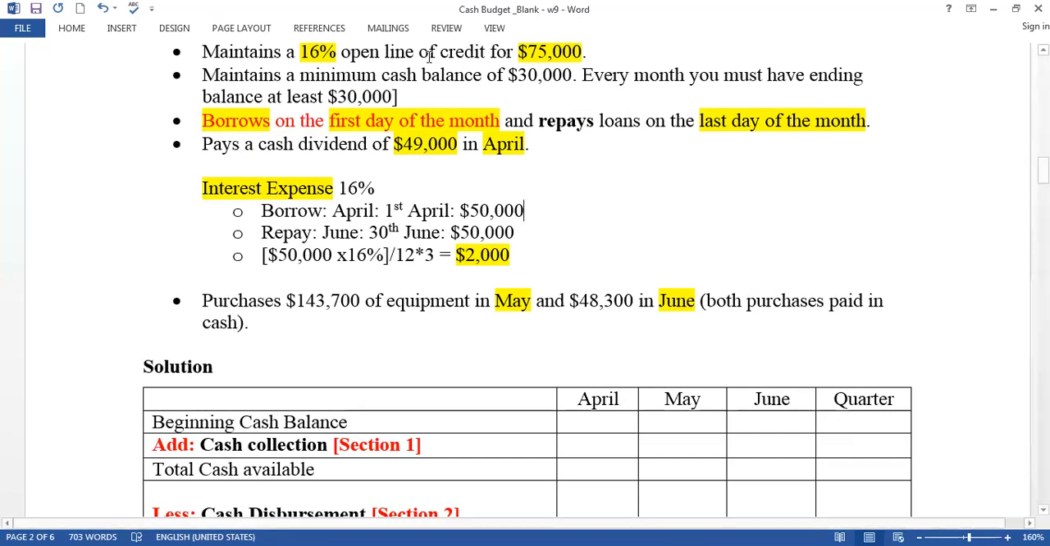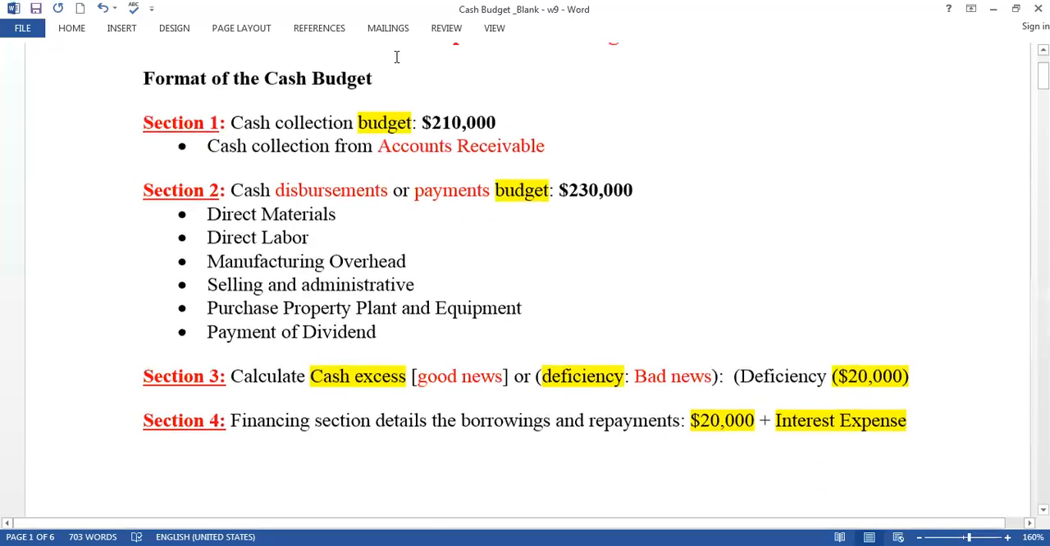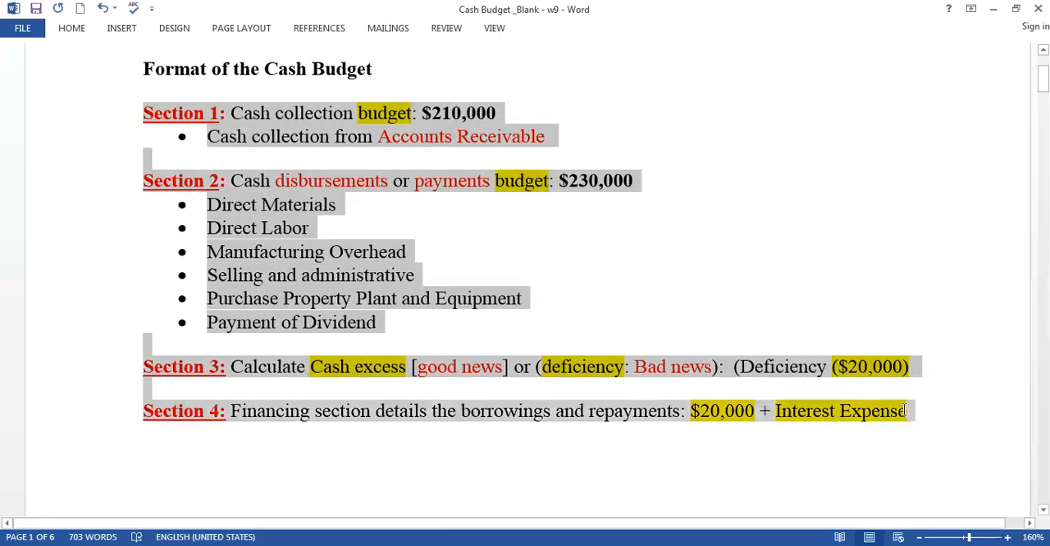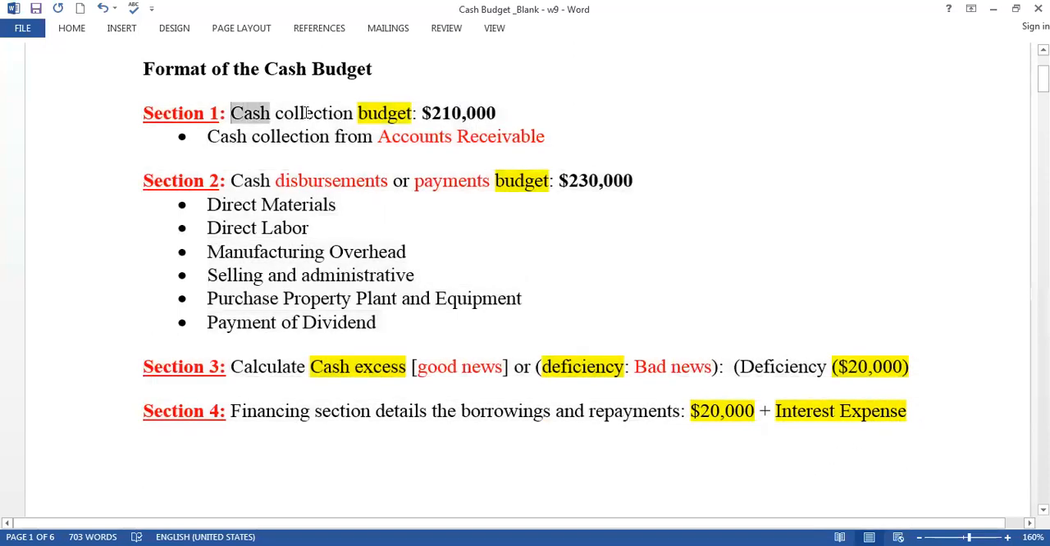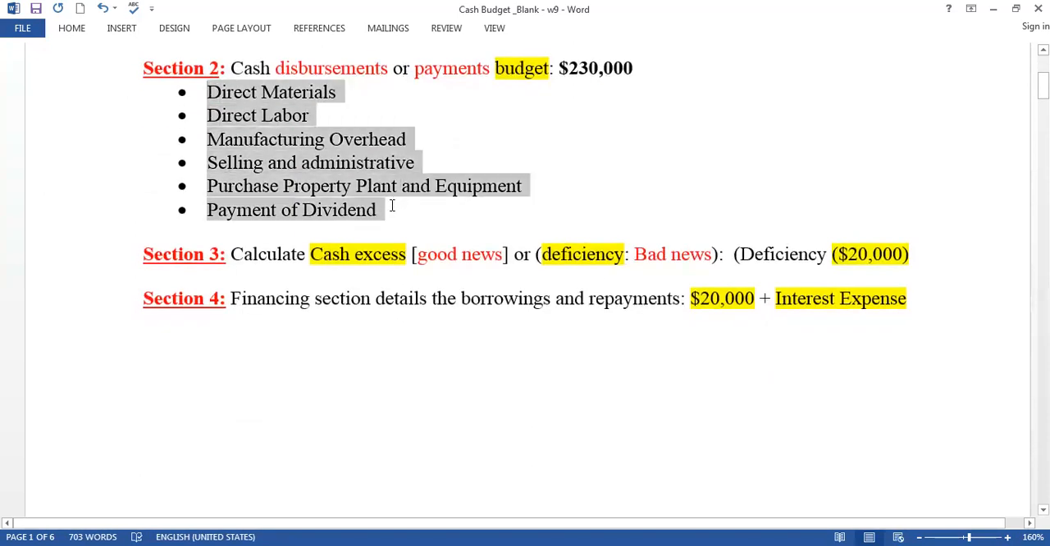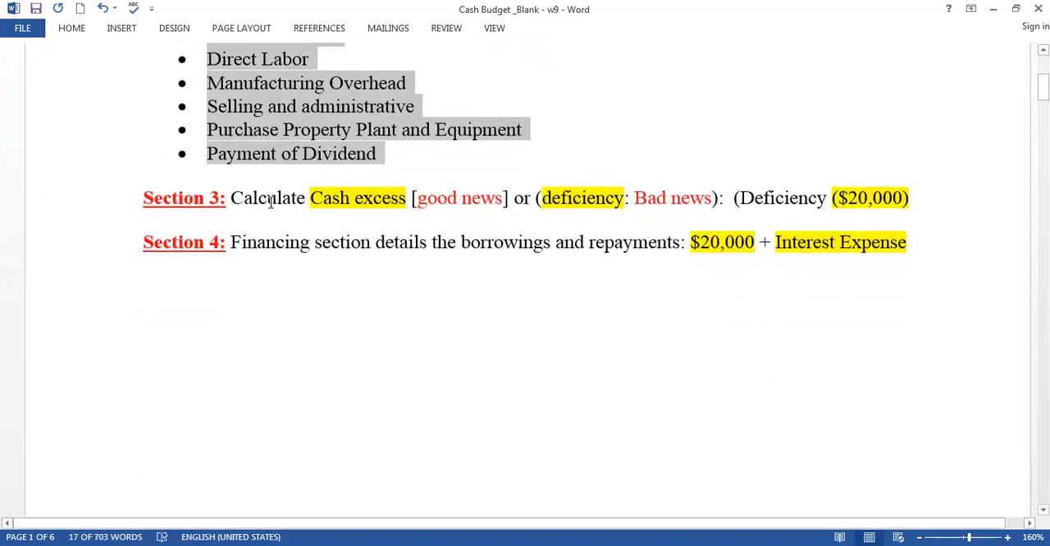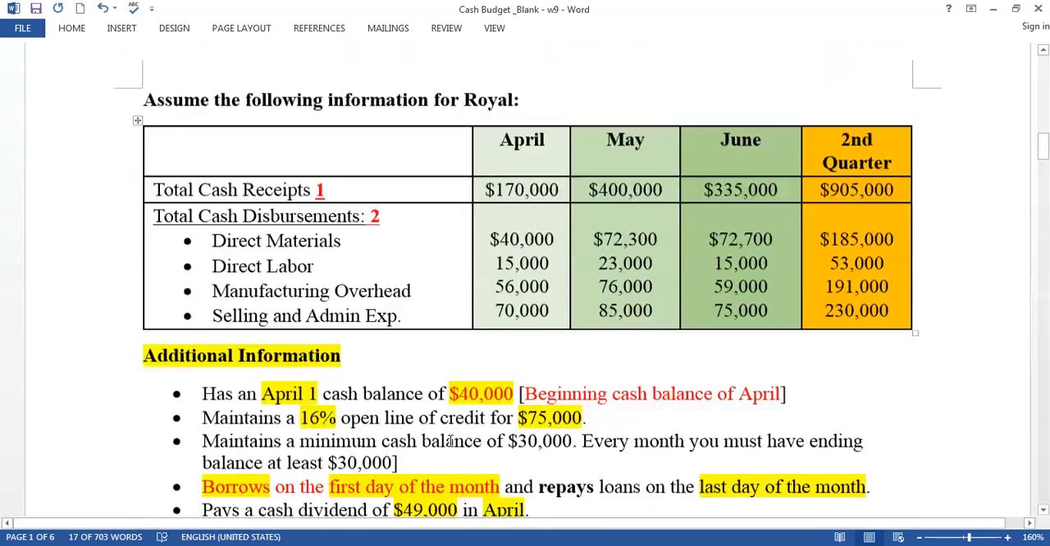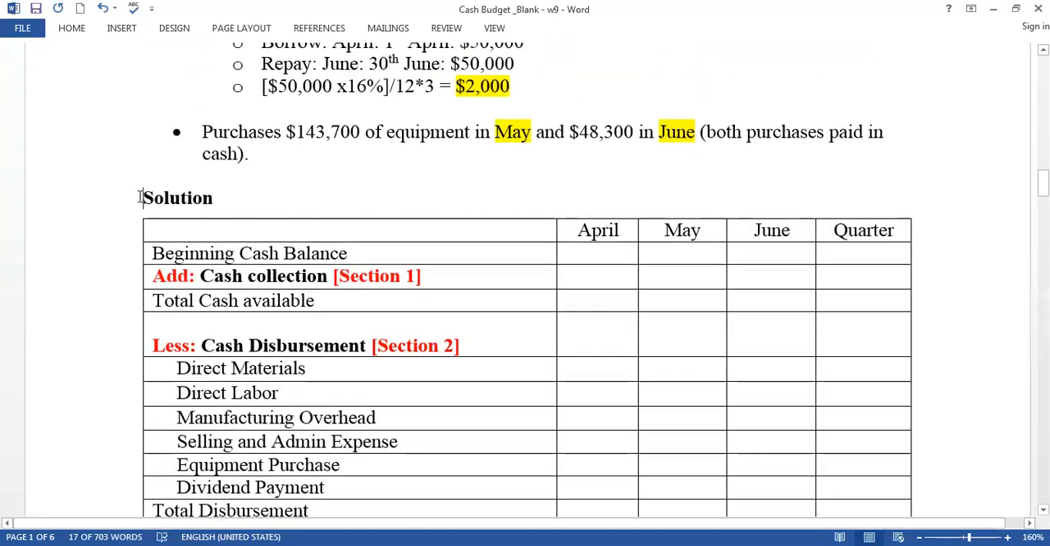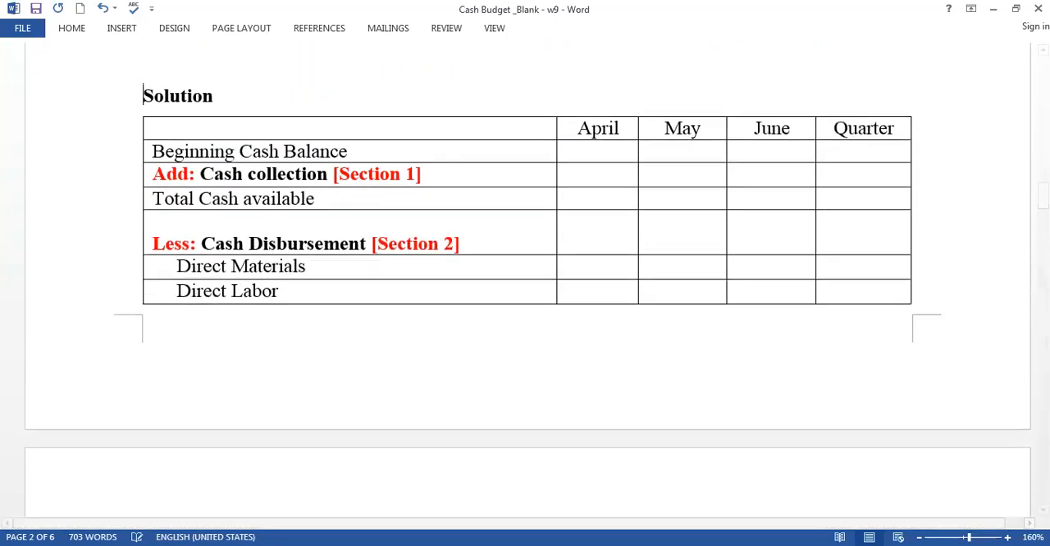Now, as this is the question, we have to prepare a cash budget by following these 4 steps. First, we are going to see how much cash we are going to collect, right? Then how much cash we are going to pay, okay? Then whether we have any excess money or any deficiency, which is bad news. If we have bad news, we have to borrow this money. Then finally, if we have enough money, we can repay this money with interest. Okay, this is the overall story. Now let me solve this question, very, very easy. I give you the blank sheet, you can solve with me.